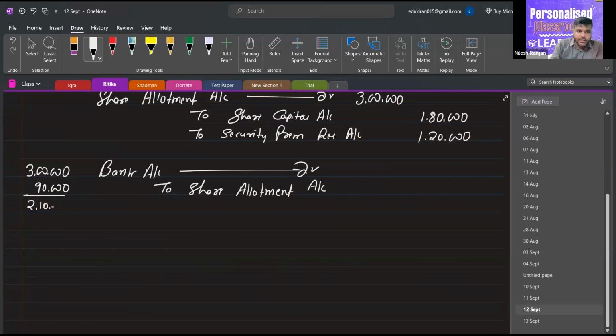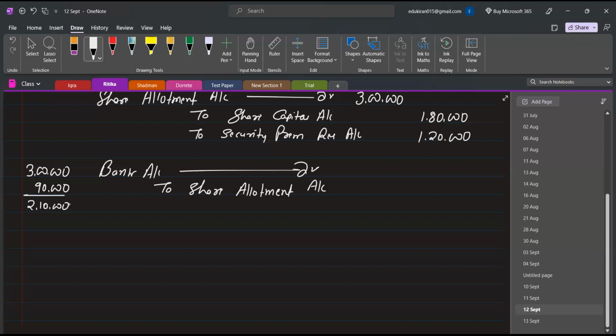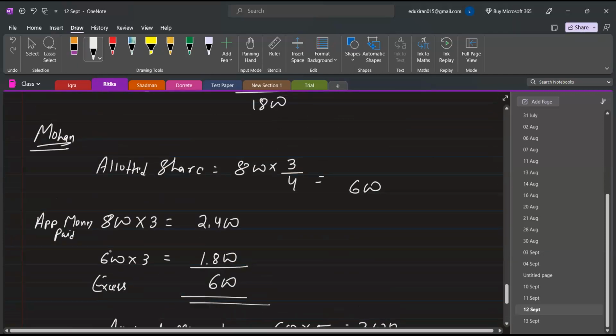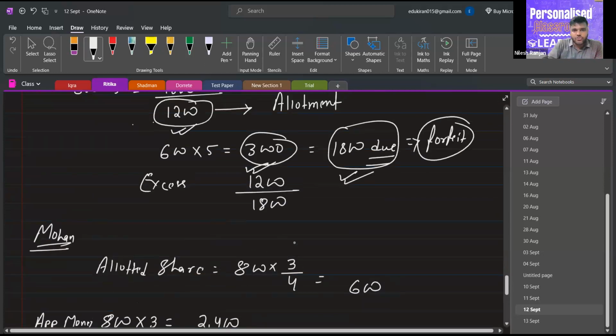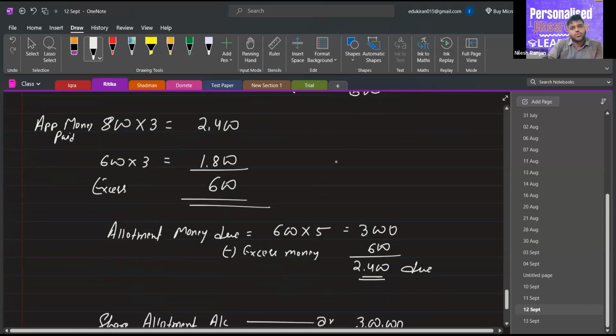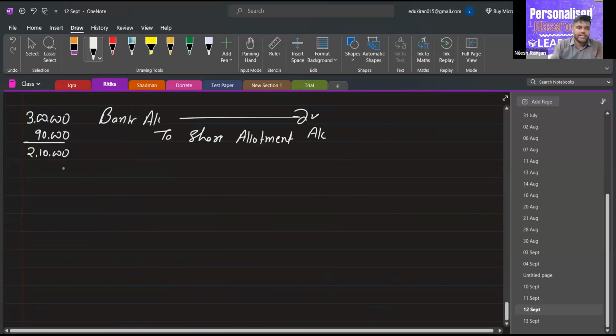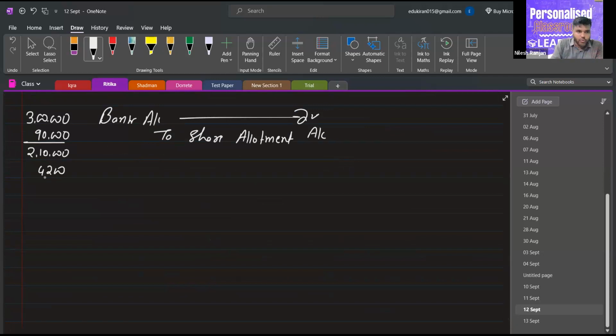But now two shareholders, Mohan and Sohan, did not pay some of the allotment money. Yes, sir. So how much money they did not pay? For Mohan, it is 2,400. And for Sohan, it is 1,800. So 2,400 and 1,800 we will deduct now. So 4,200 more.